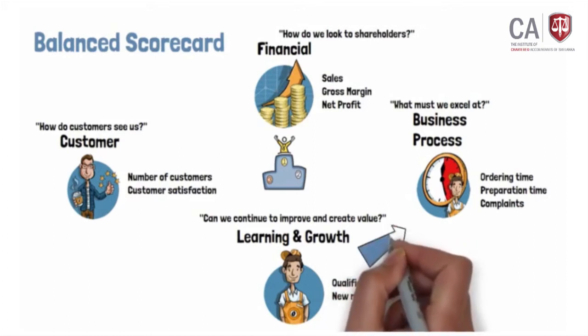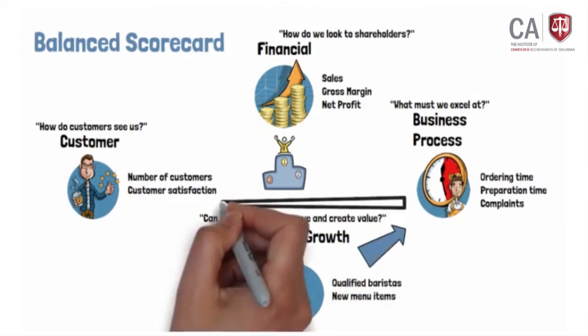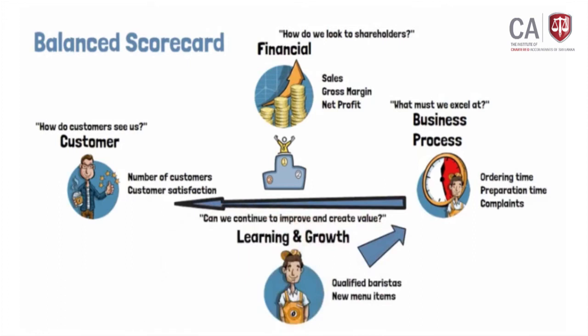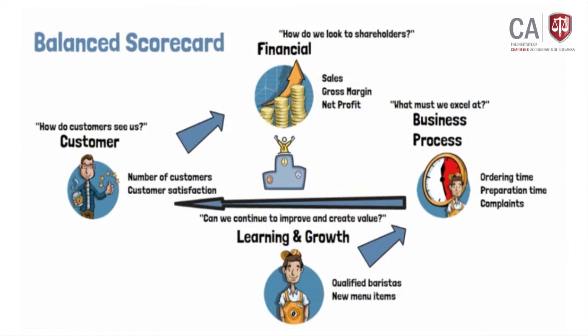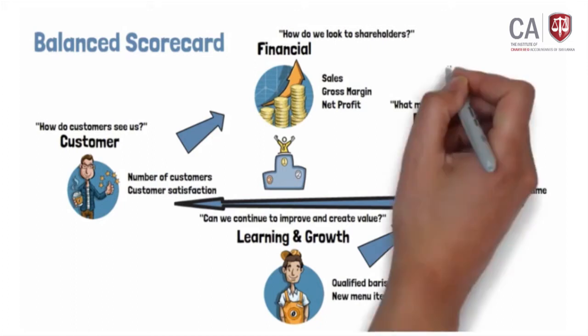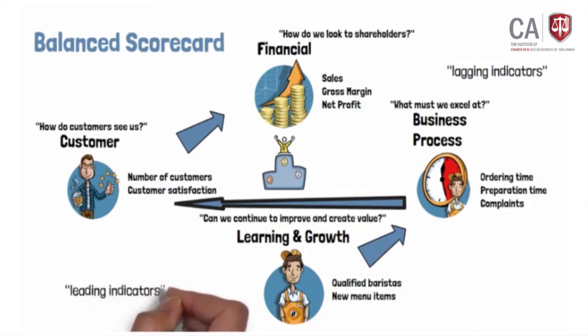Only qualified baristas will be able to make good coffee and serve customers well. And only with good coffee and excellent service do customers come to your coffee shop, which in turn will lead to good financial results. So, to perform well financially in the future, companies need to do well on the customer, business process, and learning and growth dimensions today. This is why financial results are referred to as lagging indicators, since they tell us about past performance. Results related to the non-financial dimensions are called leading indicators. They give us information about future performance and need to be managed today in order to get good financial results tomorrow.